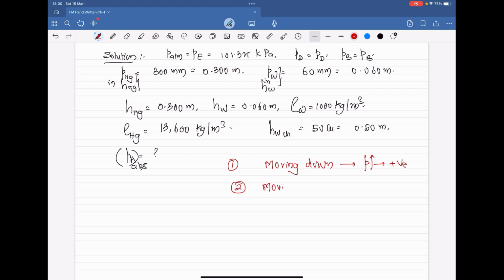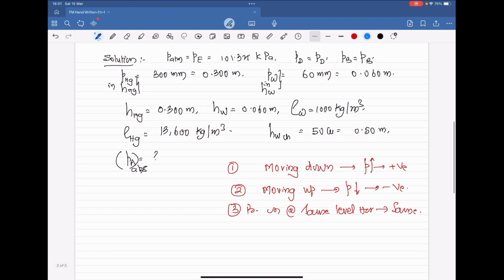When we are moving up, pressure decreases, or is negative. Pressure at the same level, horizontally, is the same. These are the three basic principles of pressure which you have to understand.